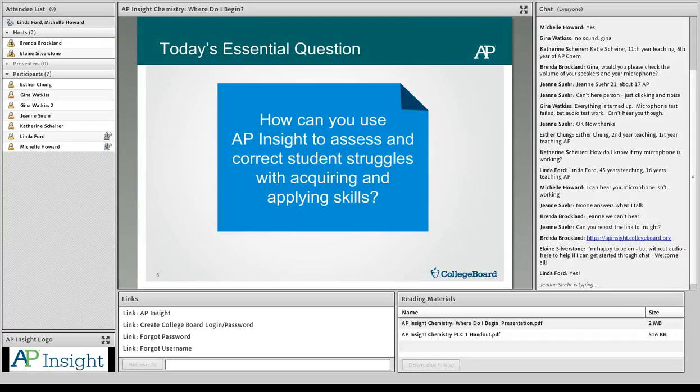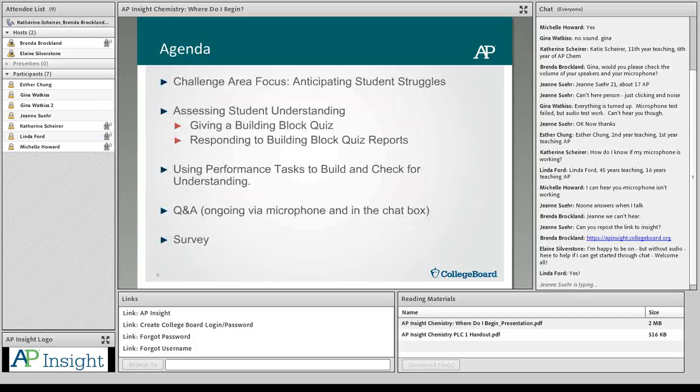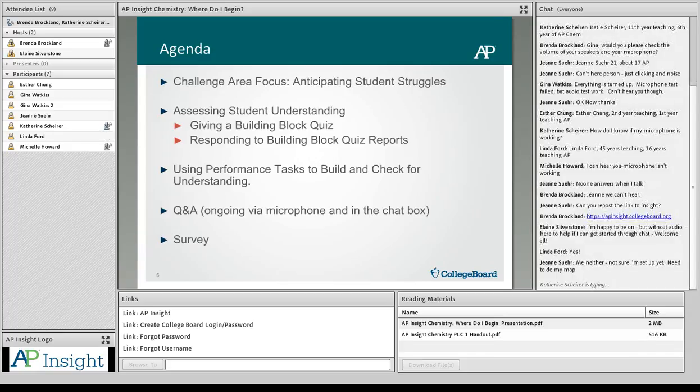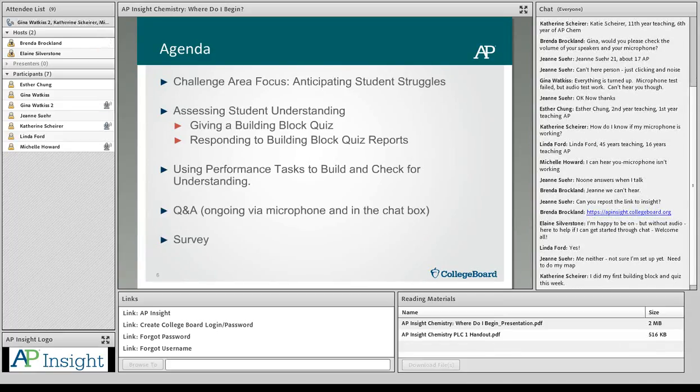Okay. All right. So we're going to take a good look at the challenge area. We've selected one that I think you guys are going to like. We're going to, again, look at those building block quizzes, what the reports are going to help you with, and what to really do with them. Take a look at a specific performance task. And, again, do a bunch of Q&A.